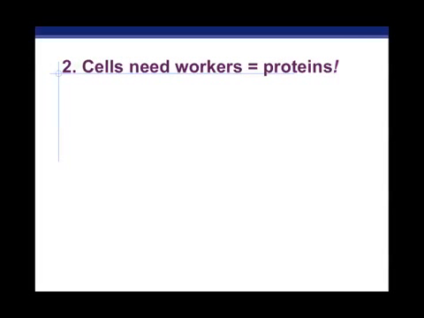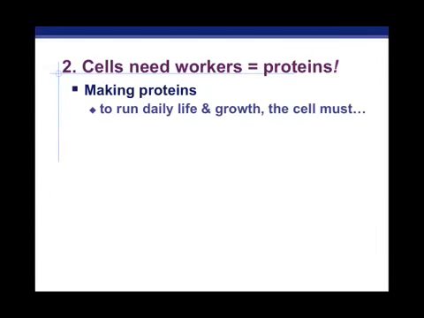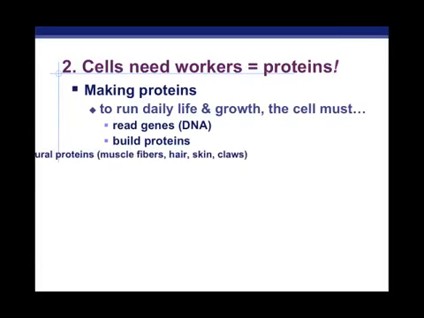Now, this is another main function of cells, is that cells need to make worker bees, or proteins. And the way they're made is that DNA, which has genes all along it, codes for the proteins. And it's the DNA that tells the cell how to make the proteins. You need proteins. Your entire body is protein.